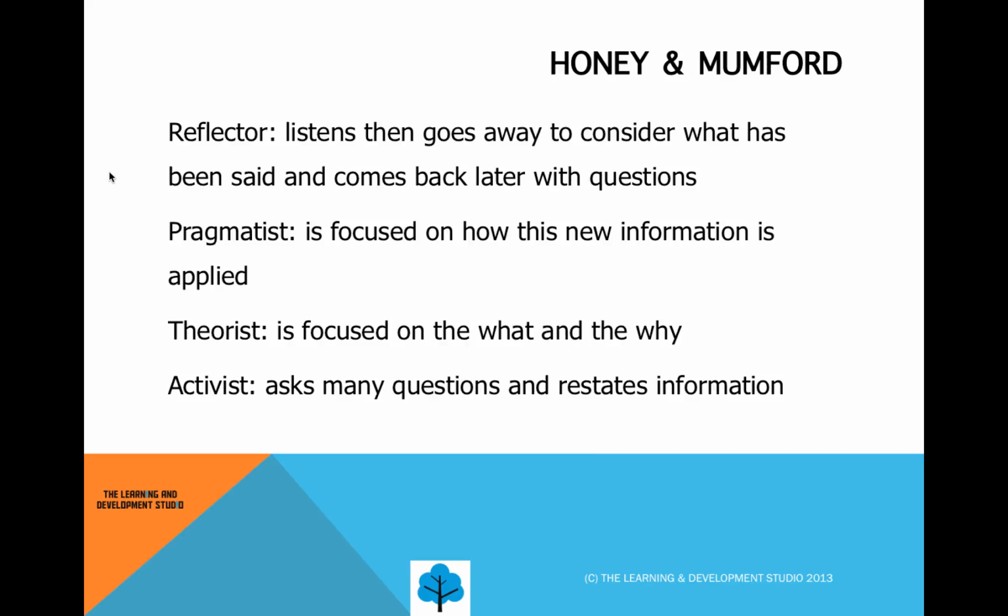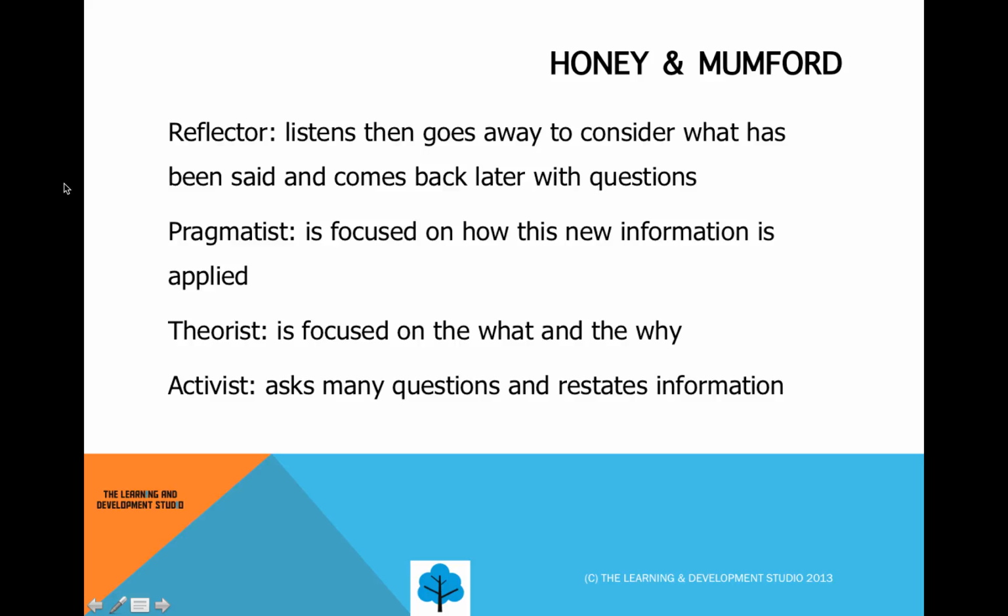So the first one that I'm going to talk about today is the Honey and Mumford model. Honey and Mumford were the most preferred model in a recent survey by the English local authorities in the way that they assess people in terms of learning styles. Honey and Mumford broke it down into four types. They said that you had a reflector, a pragmatist, a theorist, and an activist.